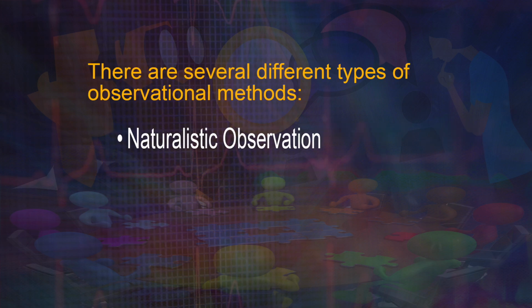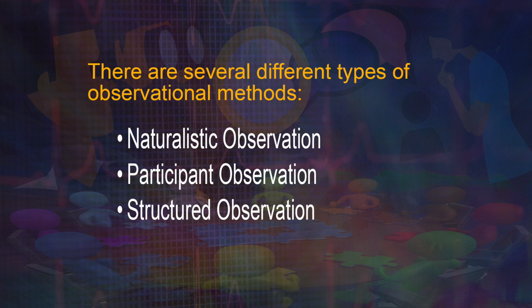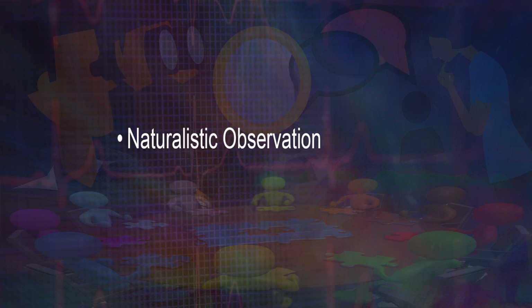They are naturalistic observation, participant observation, and structured observation. Naturalistic observation method. It is an observational method that involves observing people's behavior in the environment in which it typically occurs. Thus, naturalistic observation is a type of field research.